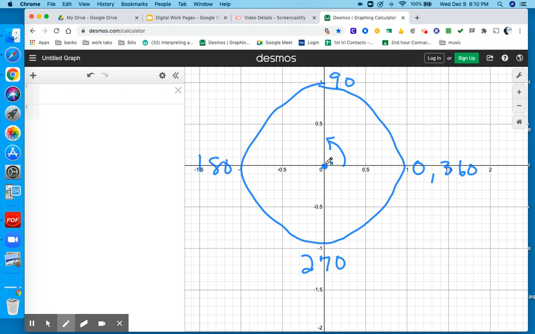The three main angles that we have to remember are 30 degrees, 45 degrees, and 60 degrees.